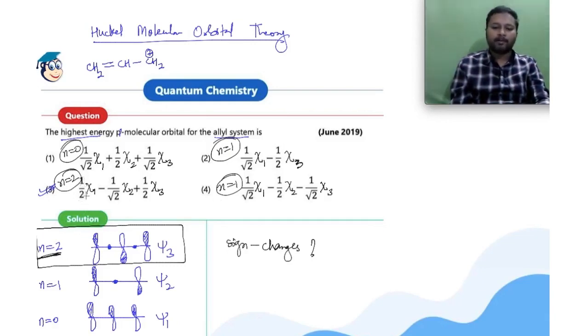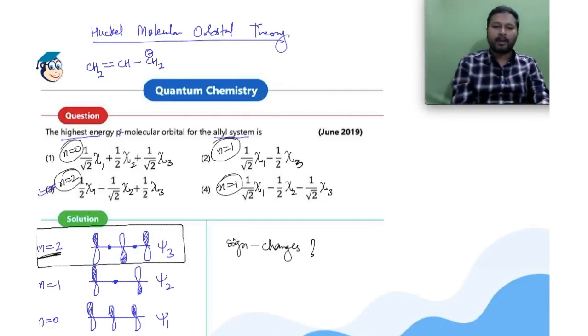That's it. Okay. If in this particular question, instead of the allylic system, they had given the allylic carbocation and asked for the HOMO, then for the carbocation your HOMO would be psi 1, right? So in that case the answer would be option number 1, because there was no node in that. Okay, so that is how you can solve questions related to that.